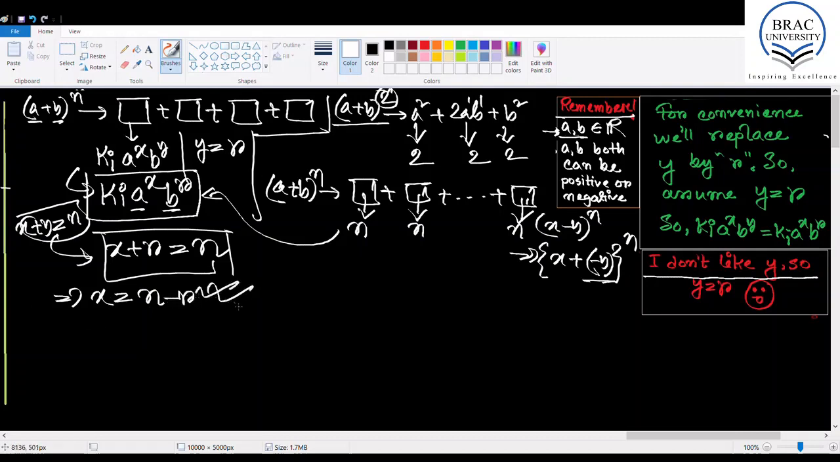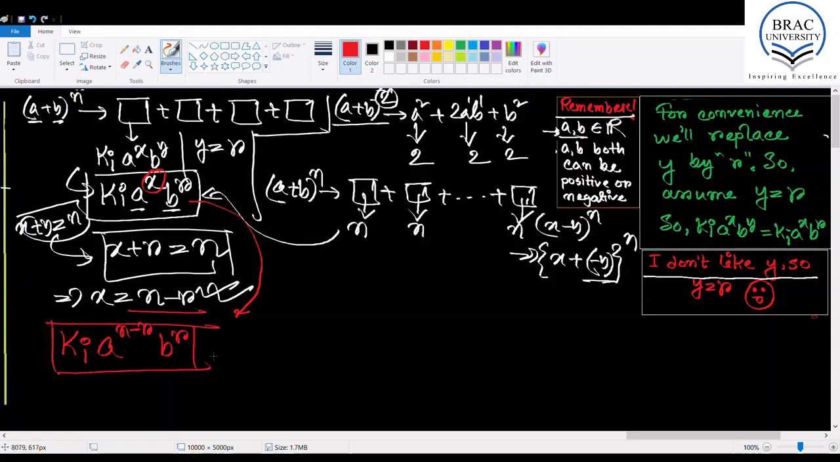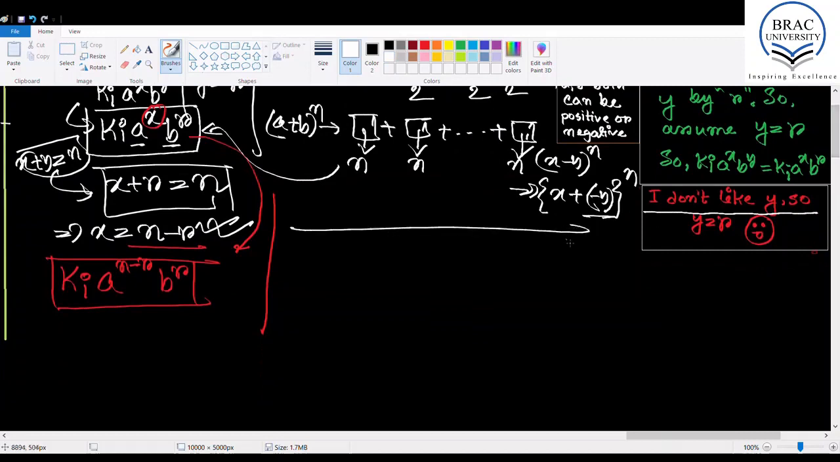Yes. Okay, so now all of the representative terms will look like k a^(n-r) b^r. Why? We replaced this x with n minus r. So this will be the form of each term in the expansion of (a + b)^n. Okay, now we are moving towards fact 3.